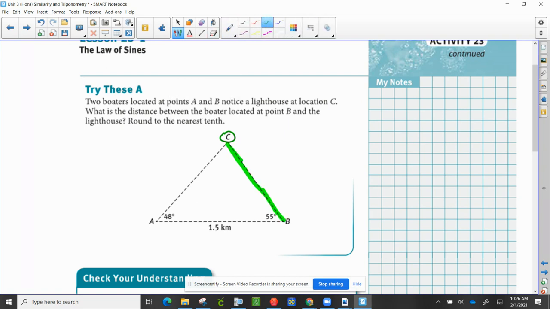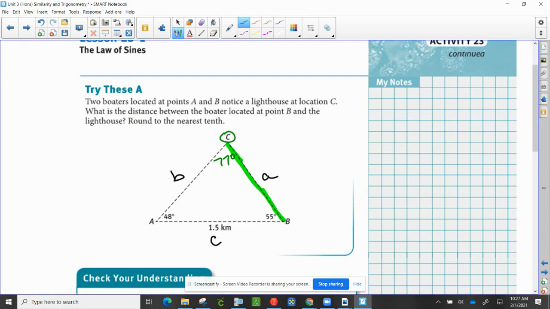Now again, if I label these, this would be little side A, across from angle A, little side B, across from angle B, and we have little side C across from angle C. So we need to find A, so I'm going to use angle A and side A. Now I know the length of C, so I probably need angle C. But now let's think about it. If we have 48 and 55 as my other two angles, what does that make angle C? Well, if we take 48 and 55 and add it together, and subtract it from 180, we should have 77 degrees left over for angle C.